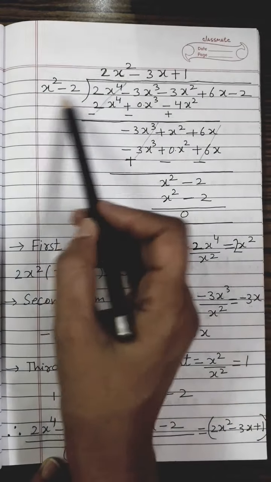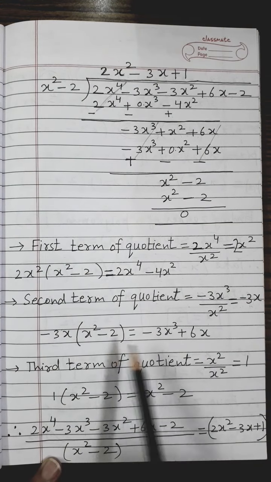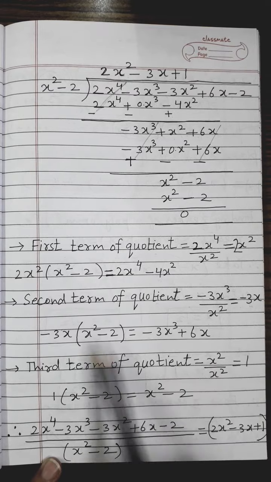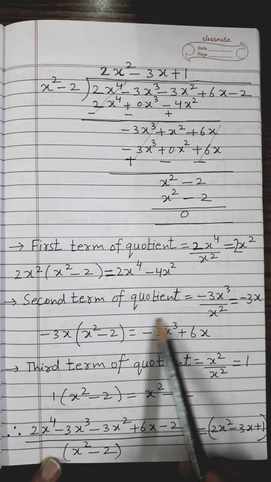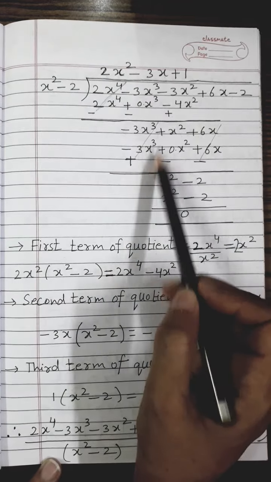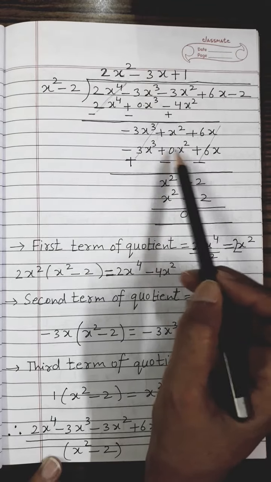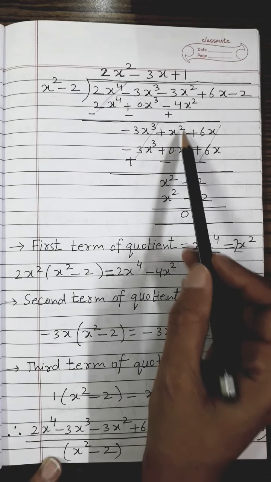Minus 3x I will now multiply with x square minus 2. So minus 3x into x square minus 2, open the bracket, will give you minus 3x cube plus 6x. This minus 3x cube plus 6x I will write down below the terms of the new dividend. So minus 3x cube plus 6x. Again the x square term is missing, so I can write down from my own side plus 0 x square below this x square term.